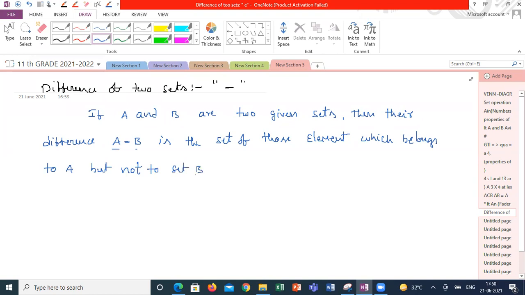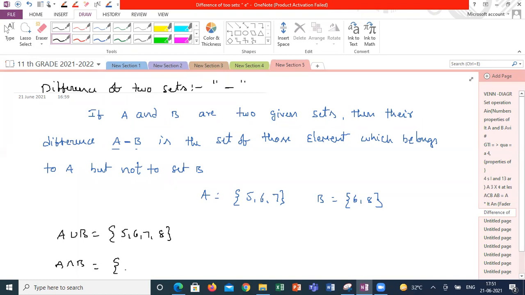Understand, guys, what is this meaning? Suppose I have set A as 5, 6, 7 and set B as 6, 8. I am explaining all three definitions to understand difference better. A union B means I combine all the elements of A and B, irrespective of whether they are repeated in both sets or not. If an element is repeated, I write it only once. A intersection B means I collect only the elements common to A and B. So the answer is 6.